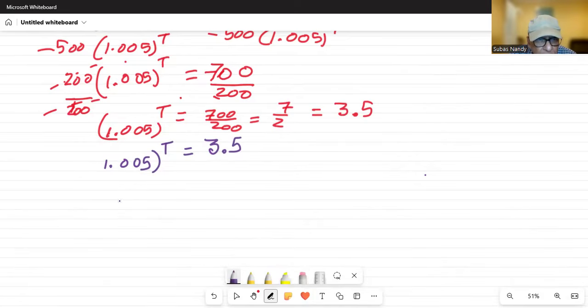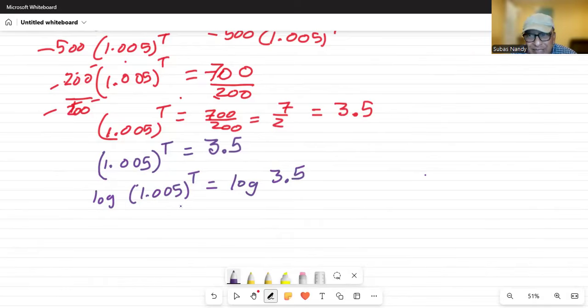So I have 1.005 to the power t equals 3.5, which is 7 divided by 2, as I have explained to you. So when I take the logarithm of 1.005 exponented to t, it is equal to the logarithm of 3.5. As I explained to you, the exponent in a logarithm becomes a factor. So on the left-hand side, this becomes t times the logarithm of 1.005, which is equal to the logarithm of 3.5.